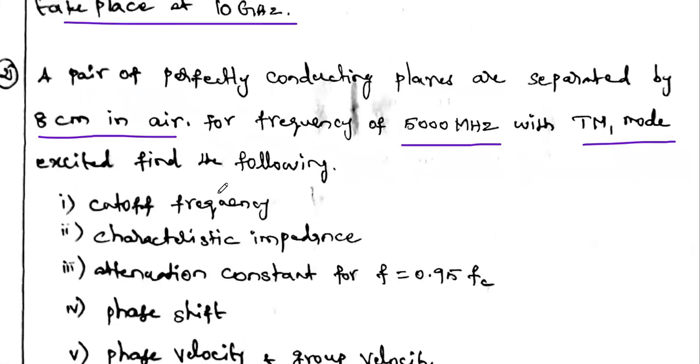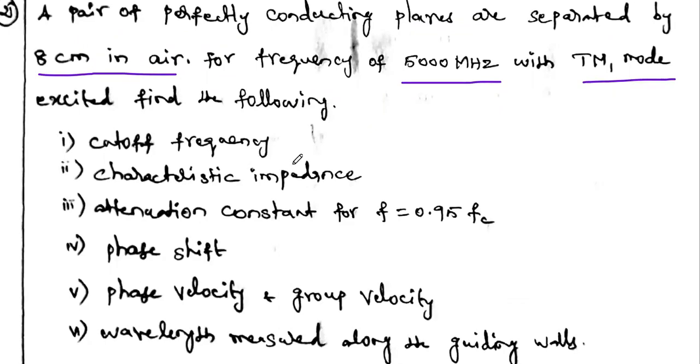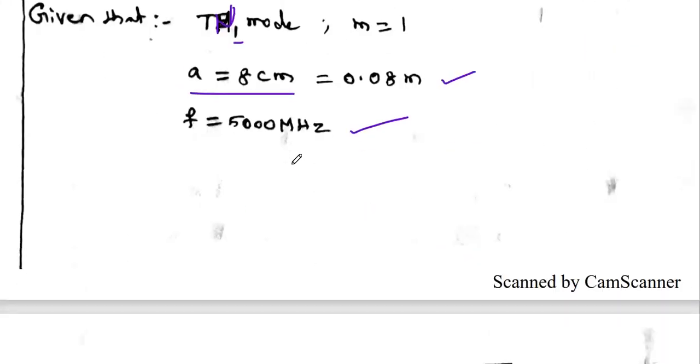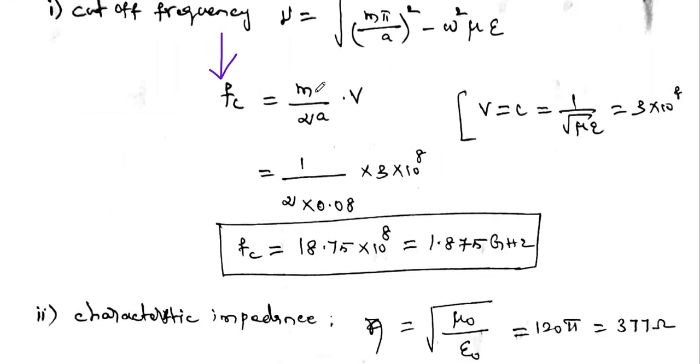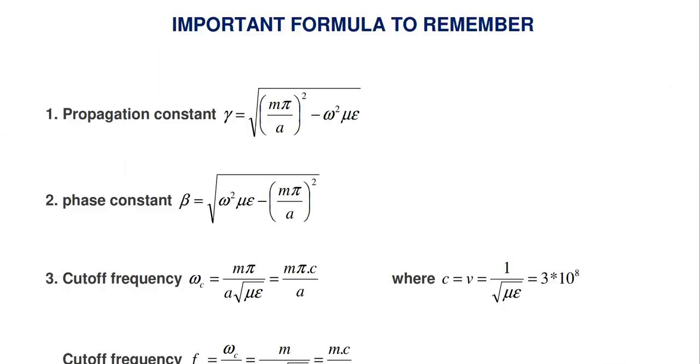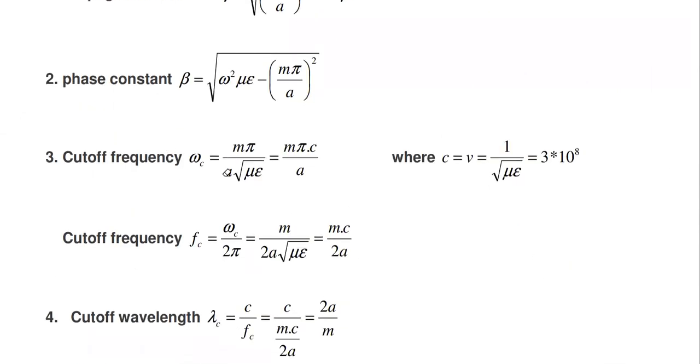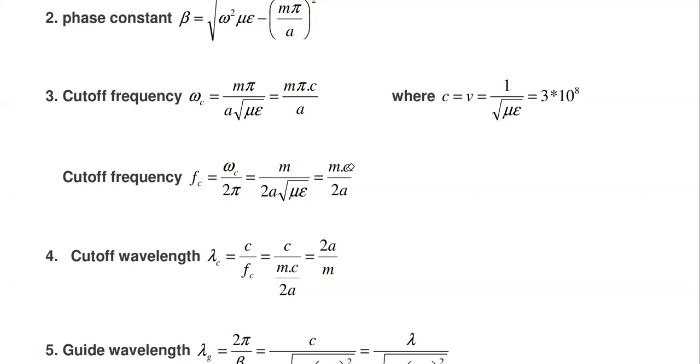Okay, so we have to find each thing. What is the first question? Cutoff frequency. Already you know the cutoff frequency formula. The cutoff frequency formula for the parallel plane is Fc equal to M into V divided by 2A. This V is nothing but C, V or C, the same thing. M by 2A into V, we discussed the formula in the previous video. So the cutoff frequency equals MC by 2A.